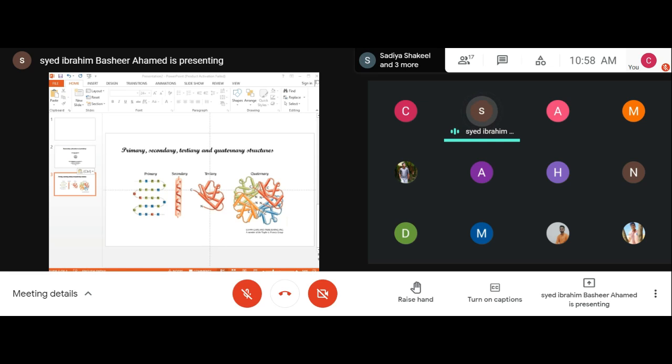So in the human genome, how many proteins are there? Can anybody say?